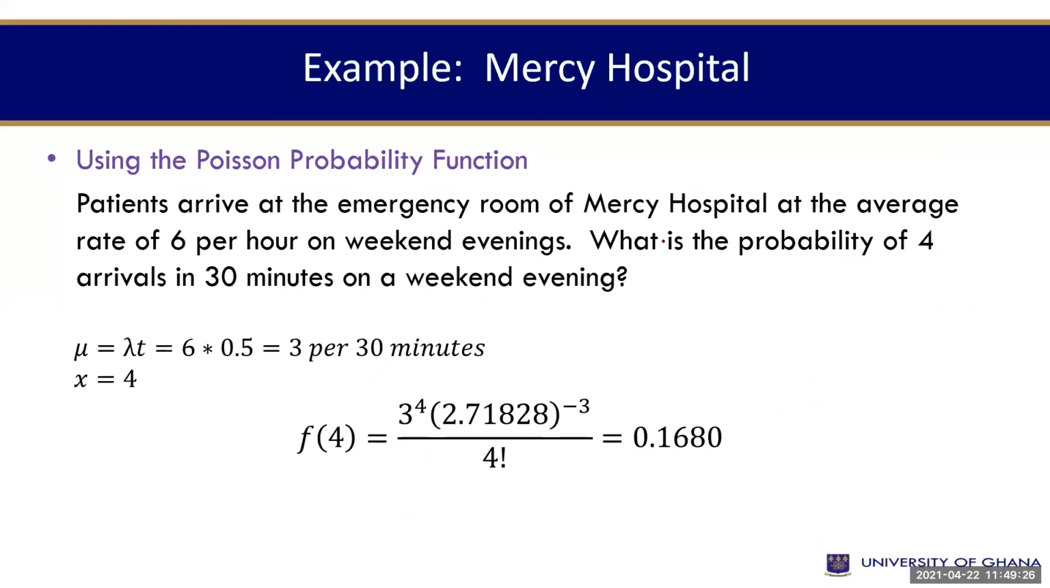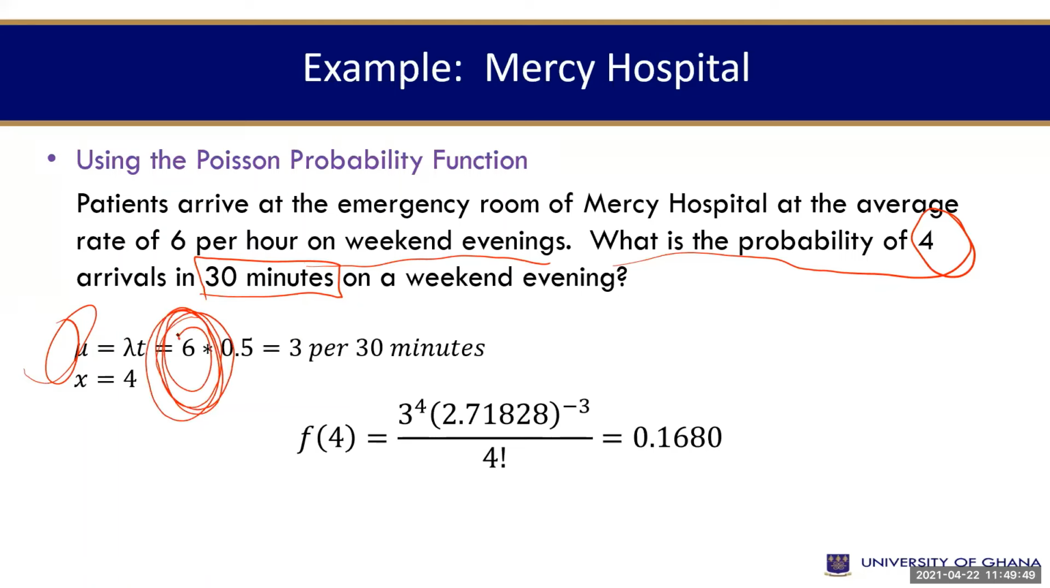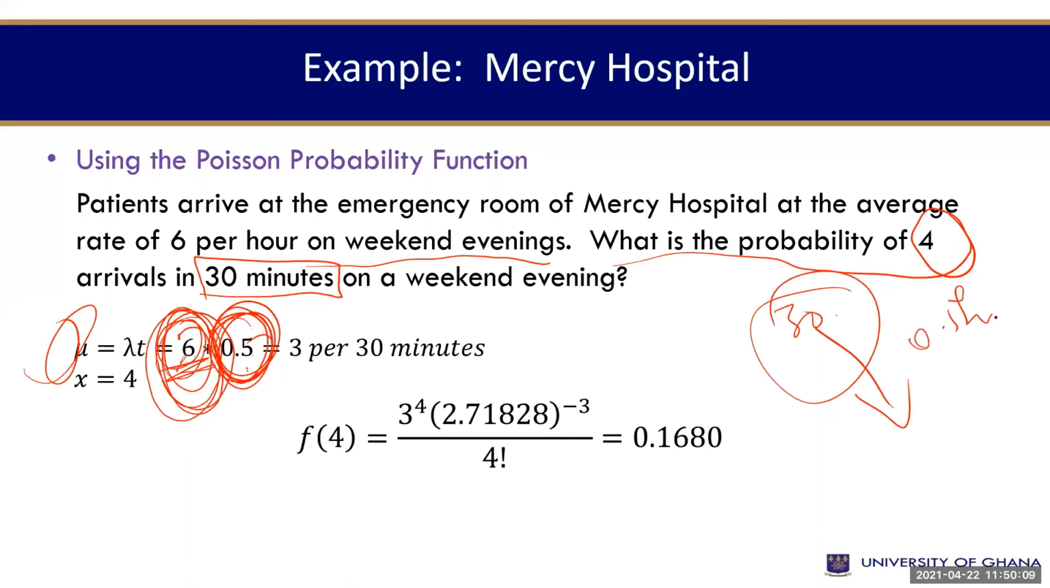Example: patients arrive at the emergency room of Mercy Hospital at an average rate of 6 per hour on weekend evenings. What is the probability that four patients will arrive in 30 minutes on each weekend? To find the mean, we know the expected outcome is 6 per 1 hour, but the time segment of occurrence is 30 minutes. So we can convert it into hours. This is in hours, so we have to either change this also into minutes, which will be difficult, or you just convert this into hours, which is 0.5 hour, times this, which should give you 3 customers coming per 30 minutes.